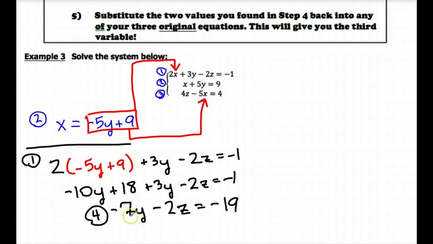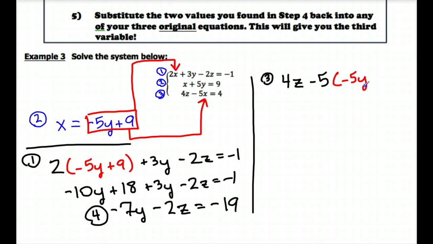So now I have a new equation with no x in it. Negative 7y minus 2z equals negative 19. And now I'm going to do the same thing here in equation 3. I'm going to substitute that expression negative 5y plus 9 in for x. So that gives me 4z minus 5 times the quantity negative 5y plus 9 equals 4.